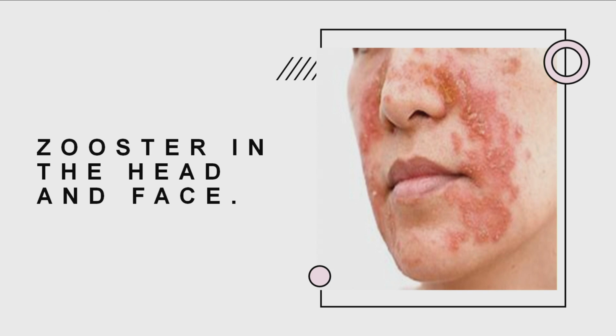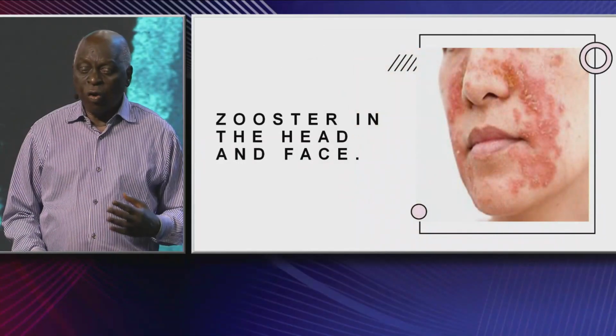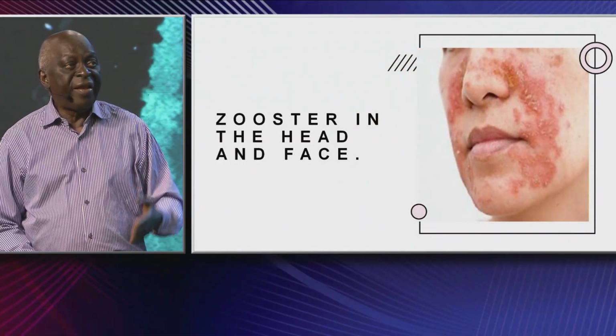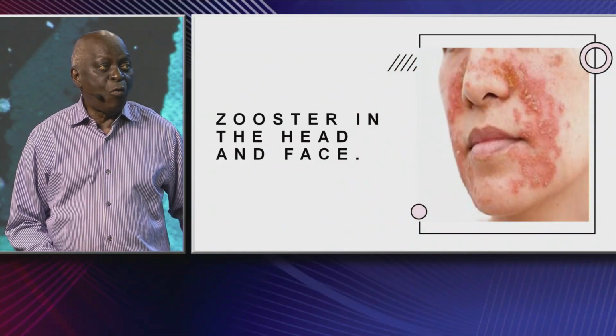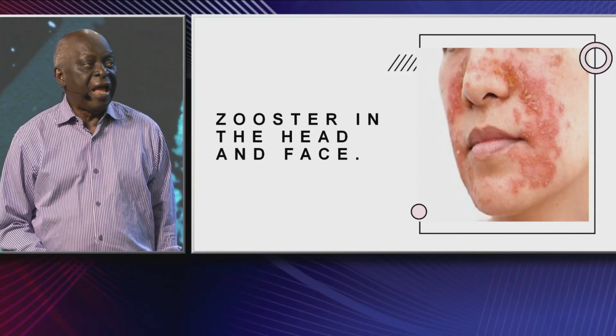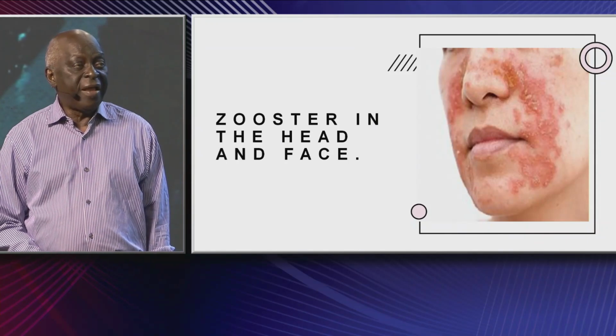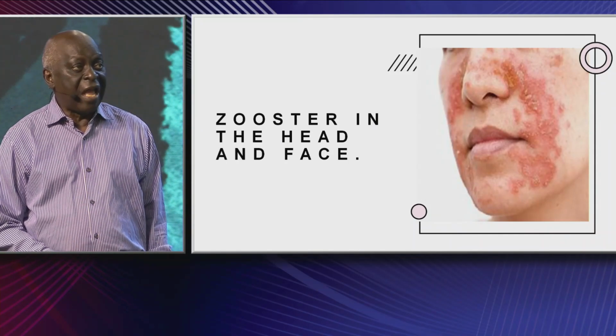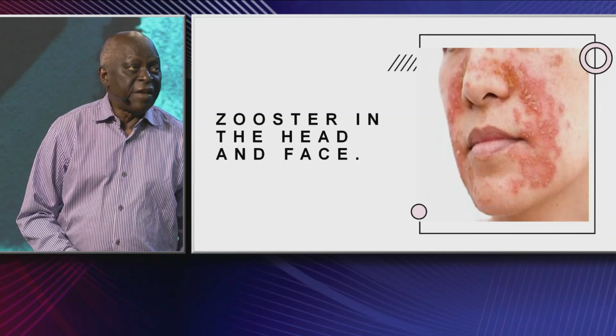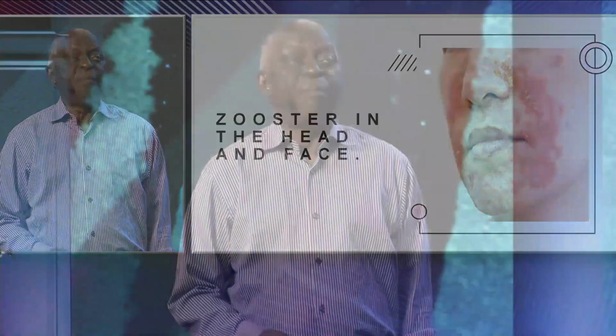At times, the shingles lesions are not only limited to the trunk. They can even appear on the face. You can see an ugly one here. This is zoster in the head and in the face. In fact, this can eventually even lead to encephalitis, depending on the immune status of the patient.